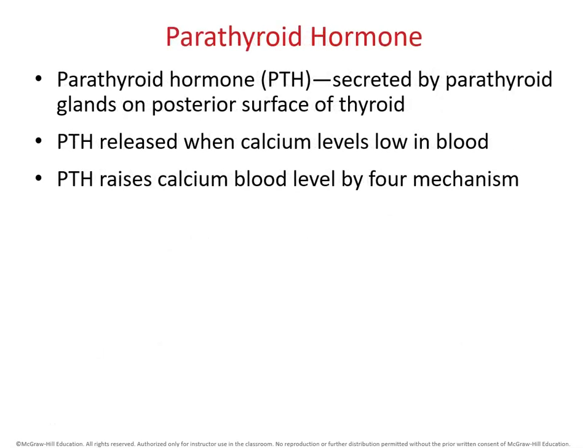All right, parathyroid hormone is secreted by the parathyroid glands, which are close to the thyroid, but it is a separate gland. Parathyroid hormone gets released when we have too low blood calcium, and it raises blood calcium. Actually, there are 4 mechanisms. We don't need to worry today about those 4 mechanisms individually.